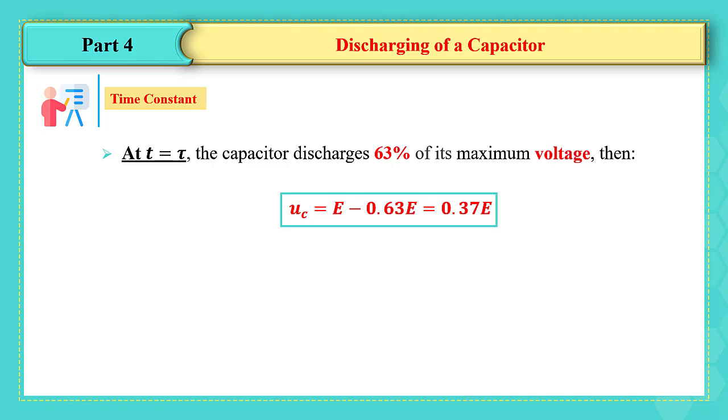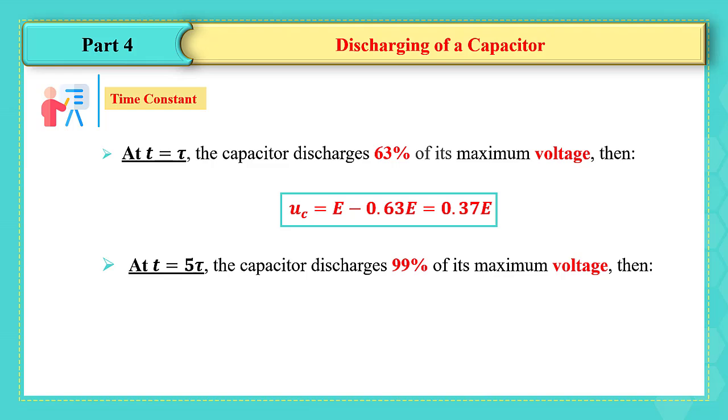Then the voltage remaining in the capacitor at time t equal to tau is 0.37E, or 37% of the maximum voltage of the capacitor. At time t equal to 5 tau, where the capacitor is practically fully discharged, the capacitor discharges 99% of its maximum voltage, then UC is equal to E minus 0.99E, which is approximately equal to 0.